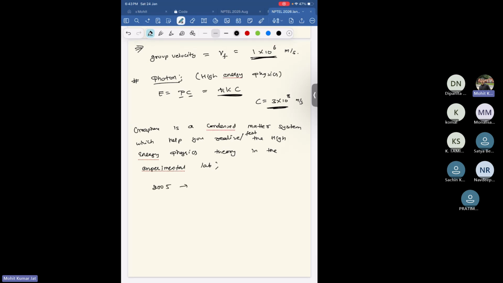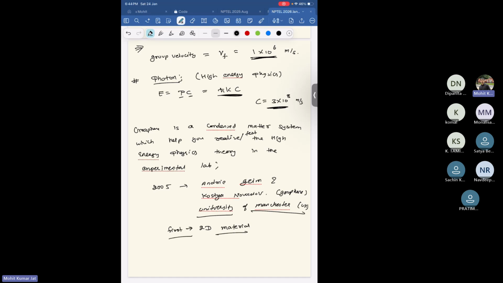2005, Andre Geim and Kostya Novoselov discovered graphene at the University of Manchester, UK. So this is the first 2D material, graphene, the first 2D material which was exfoliated.